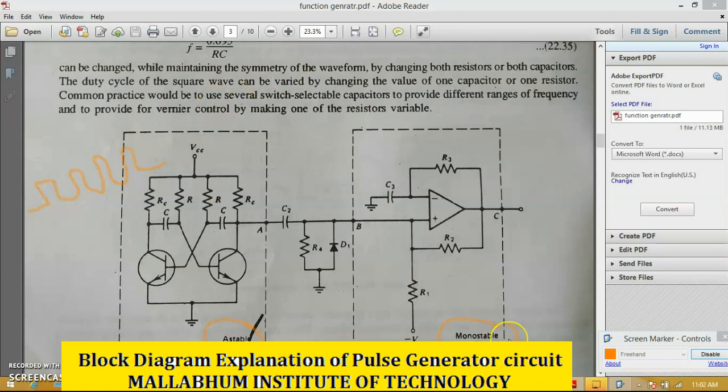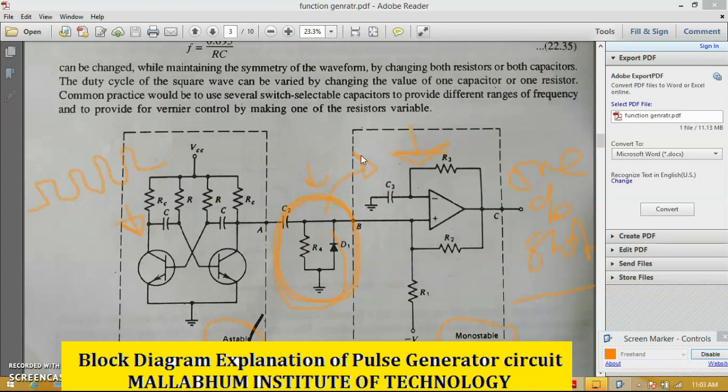Next, the monostable multivibrator. A monostable multivibrator is called a one shot. One shot means it has only one stable state, and this is a differentiator circuit. This is the astable circuit providing a square wave, and this is the one shot circuit. The purpose of the differentiator is to trigger the monostable, that means this circuit provides a trigger to the monostable circuit.